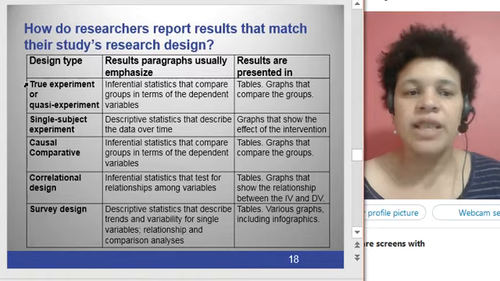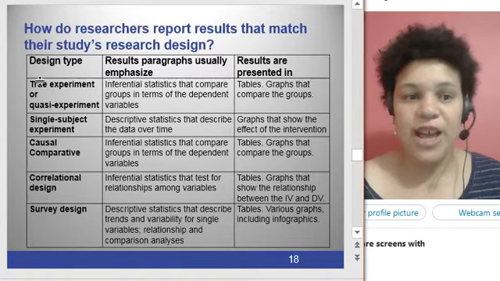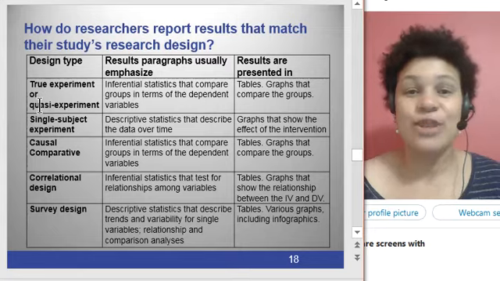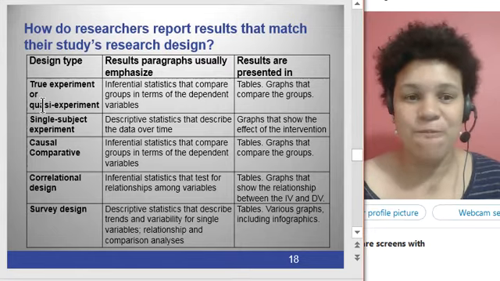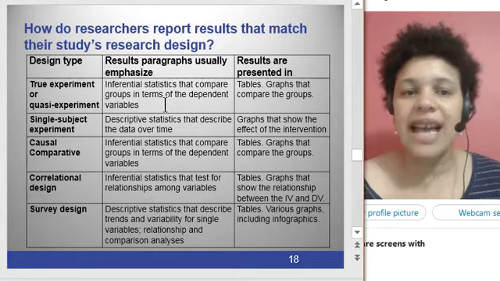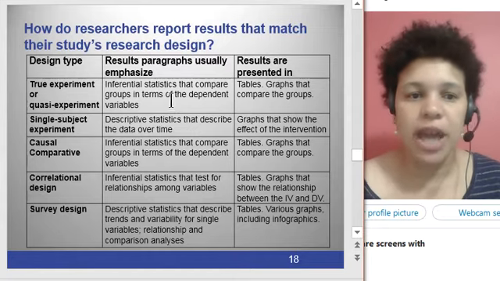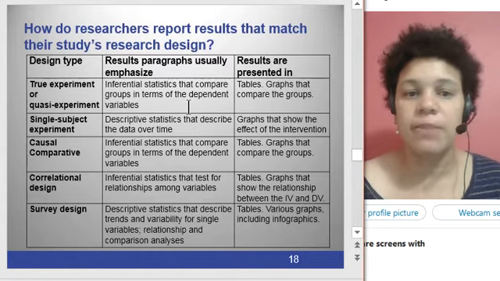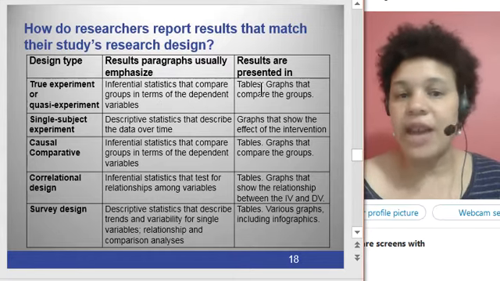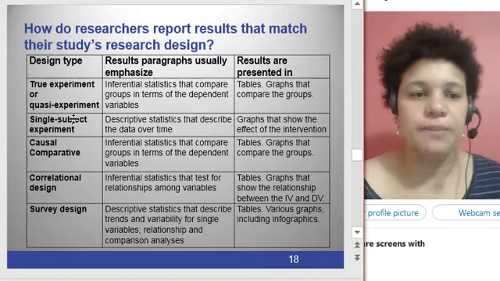So for a true experiment or quasi-experiment, remember that was the rats, right? And the 1 + 1 = 2, the math example. The results paragraphs would emphasize inferential statistics that compare groups in terms of the dependent variables. Okay, so we're comparing groups. And we'd have tables and graphs that compare groups.